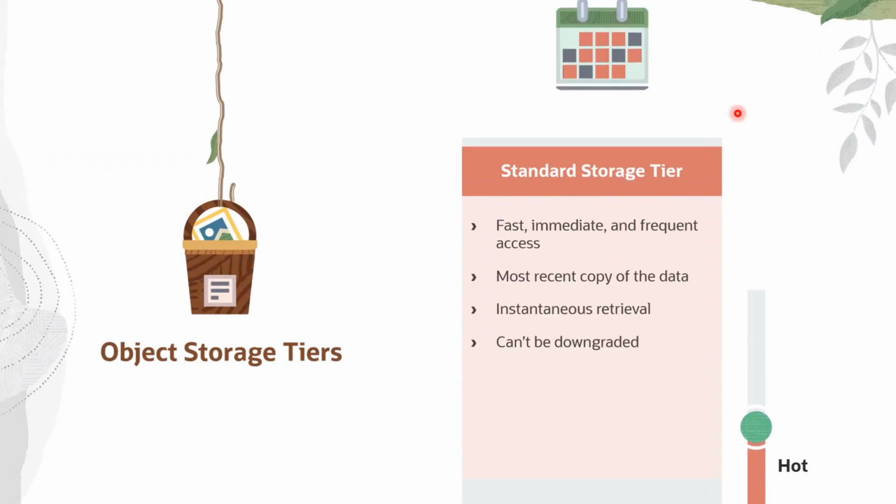The first is the standard storage tier, and this standard tier is optimized for frequent access. Object storage service always serves the most recent copy of the data when retrieved, and the data retrieval is instantaneous. Standard buckets cannot be downgraded to archive storage.